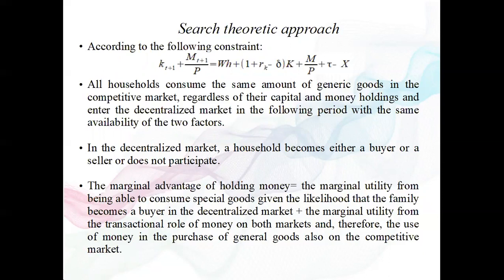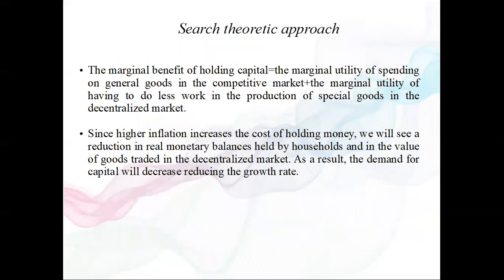The marginal advantage of holding money is the product of the marginal utility from being able to consume special goods and the marginal utility from the transaction of money on both markets. The second effect, relative to the marginal benefit of holding capital, is the product of the marginal utility of spending on general good in the competitive market and the marginal utility of having to do less work in the production of special good.